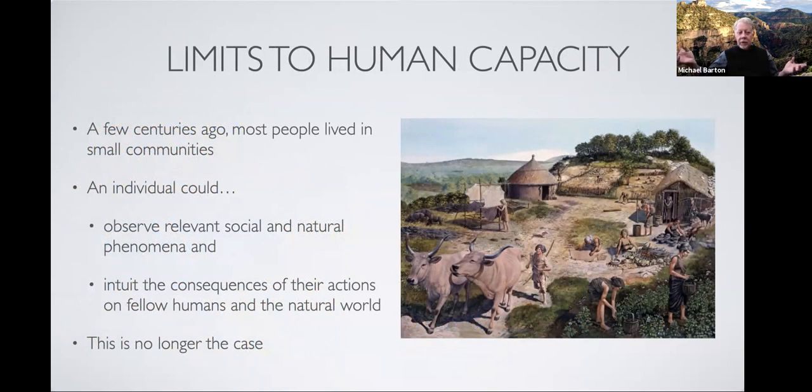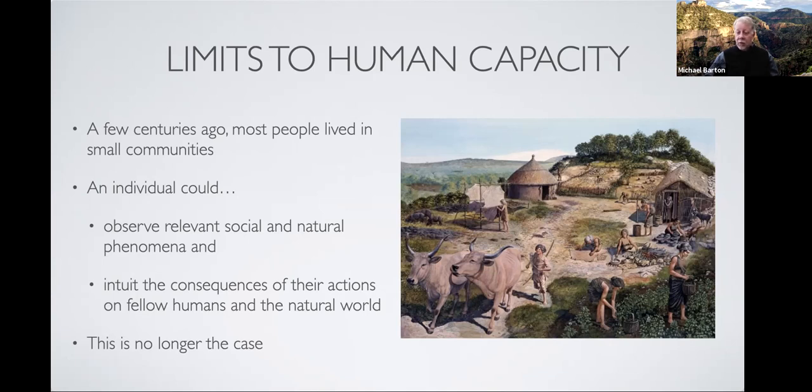We lived in small communities, and anyone living in these communities could actually observe, you could see the important social phenomena. You'd know the people you lived with and interacted with. You could see the natural phenomena that affected your life, and you have a pretty good idea that if you did certain things socially or ecologically, you would understand what the consequences would be of these things, right? But that's not the case.